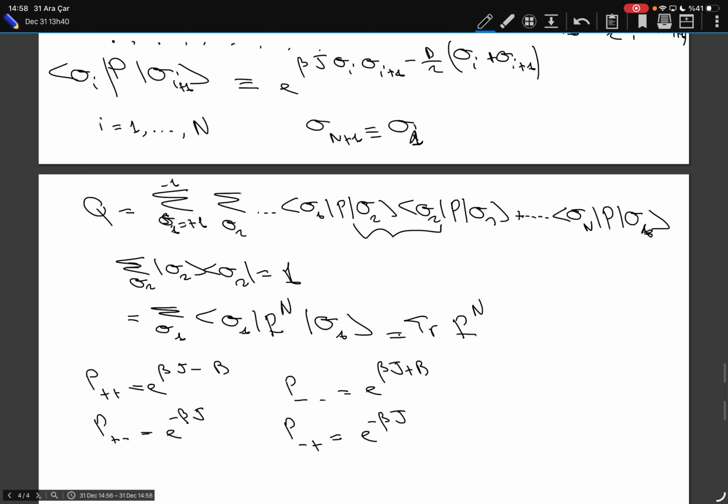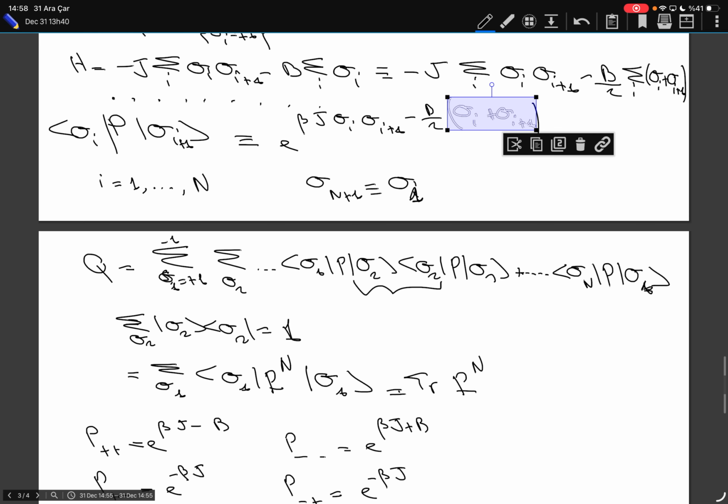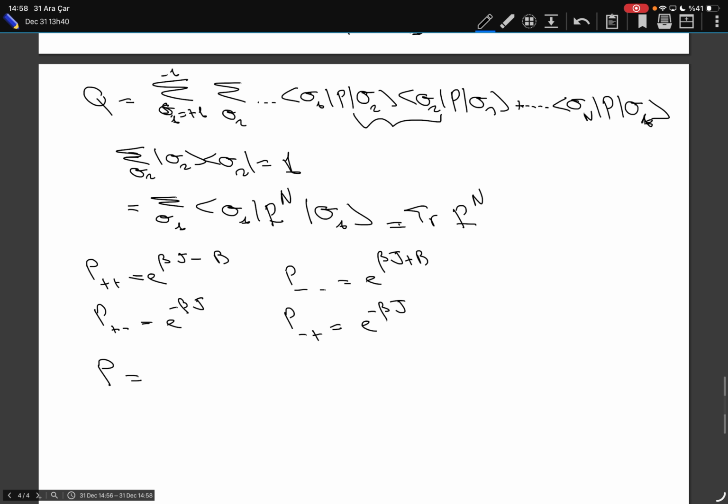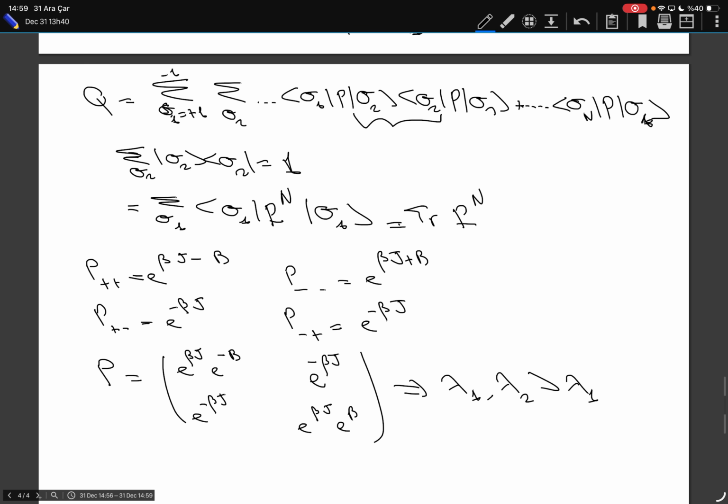You see, when one is plus one, the other one is minus, their sum is 0. And this factor is minus 1. So this is my P matrix. It's just a 2 by 2 symmetric matrix. You can determine the eigenvalues. Let's say lambda 2 is the larger eigenvalue.